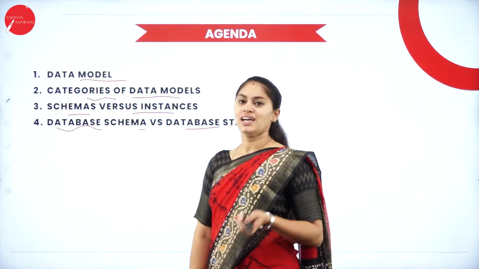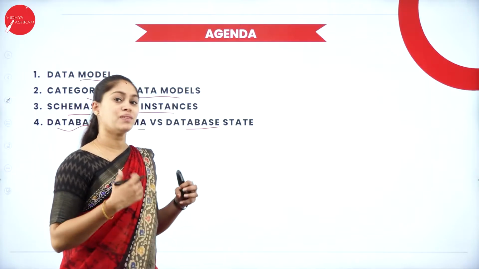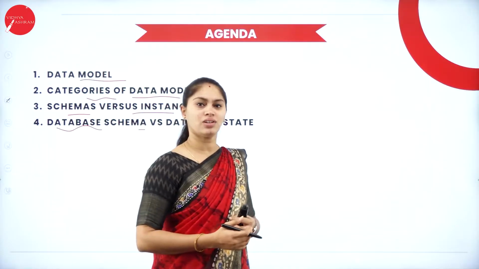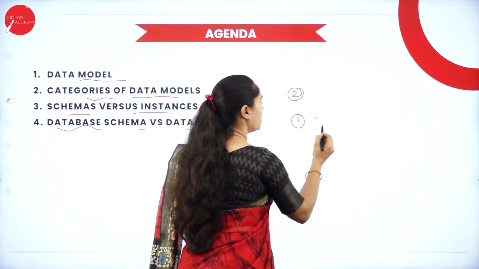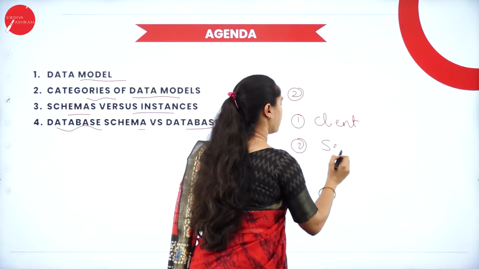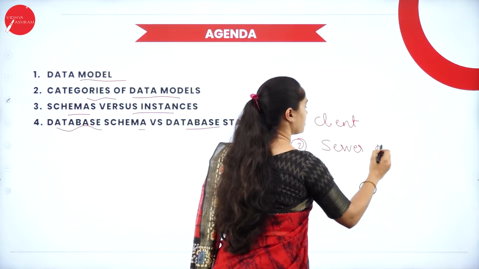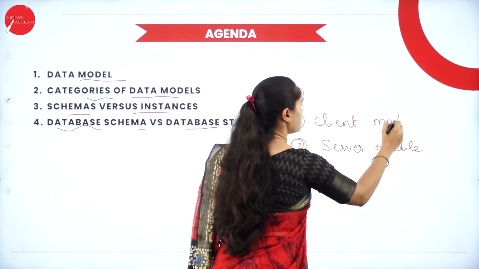Before that, as we all know, in a client server DBMS architecture, the functionality of that architecture is going to be based on two modules. So what is the first module? Client module, and the second module is the server module. So we have two modules, one is the client module and another one is the server module.